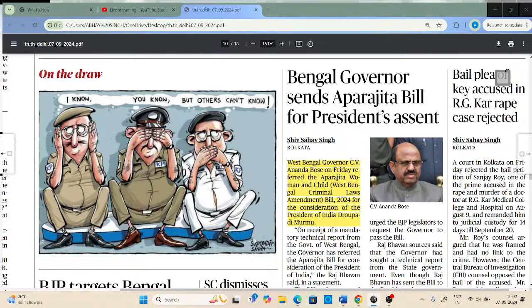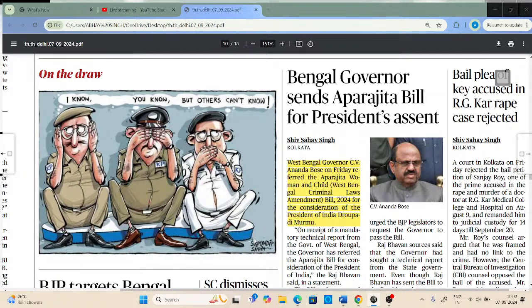Now, so when this particular bill was introduced in the West Bengal assembly, I was pretty sure that this is bound to happen. I was so sure that once this particular bill is passed from the West Bengal Legislative Assembly, it will be forwarded to the Governor of West Bengal, Mr.